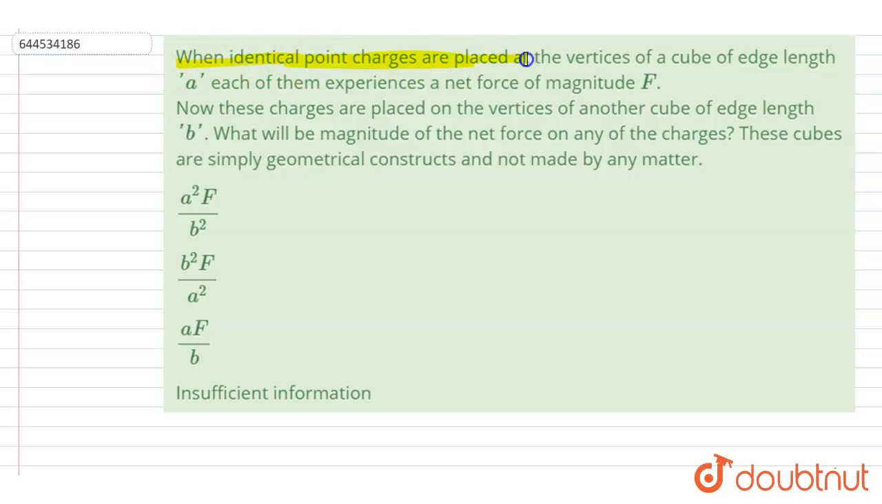Hello everyone. When identical point charges are placed at the vertices of a cube of edge length A, each of them experiences a net force of F. Now these charges are placed on the vertices of another cube of side length B. What will be the magnitude of the net force on each charge? These cubes are simply geometrical constructs, not made by any matter.